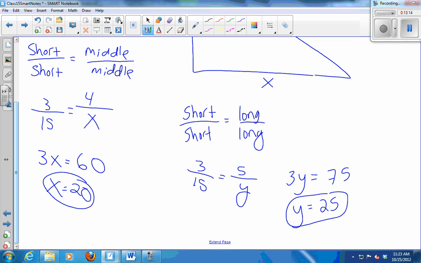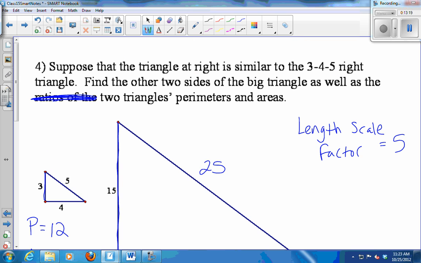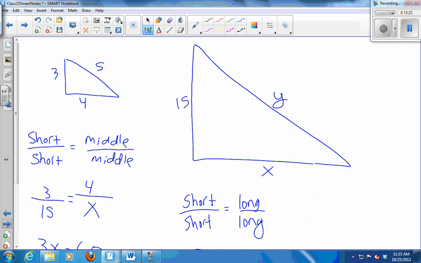So in my experience, I found that the split is kind of 50-50 in people that like this way using the scale factor and people that like this way using proportions. So whatever feels more comfortable to you, go ahead and do that.